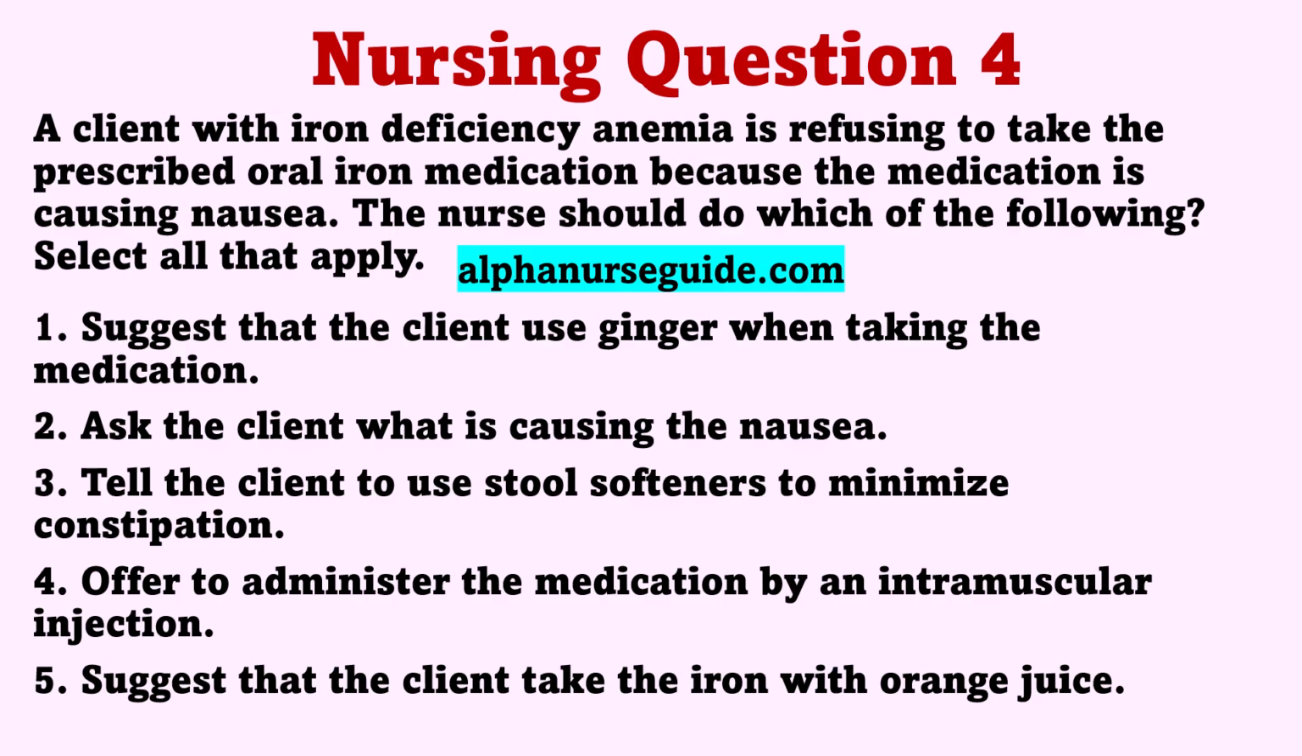The correct answers are 1. Suggest that the client use ginger when taking the medication. 2. Ask the client what is causing the nausea. And 5. Suggest that the client take the iron with orange juice.